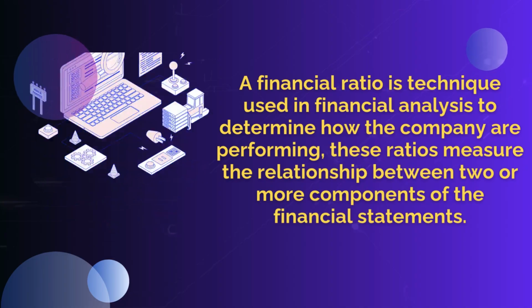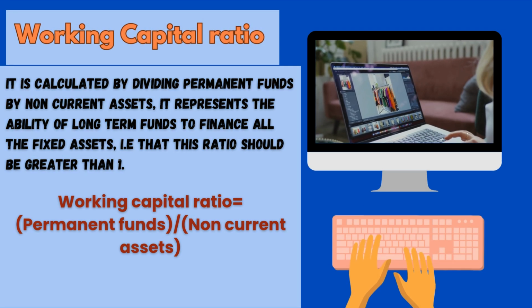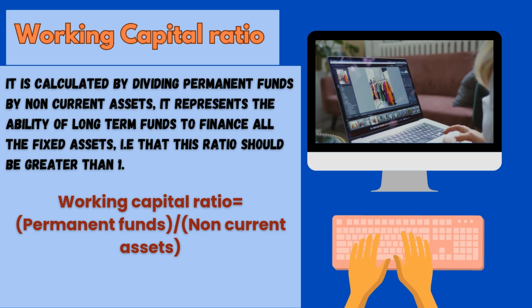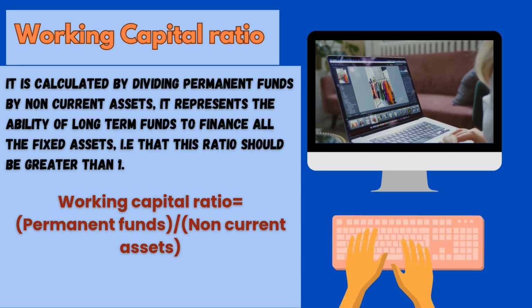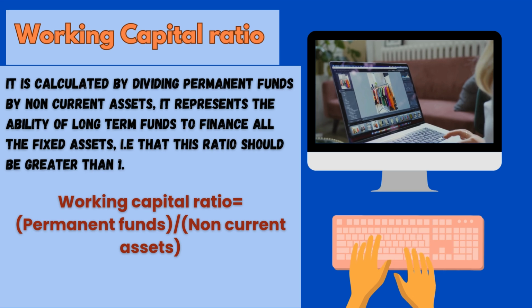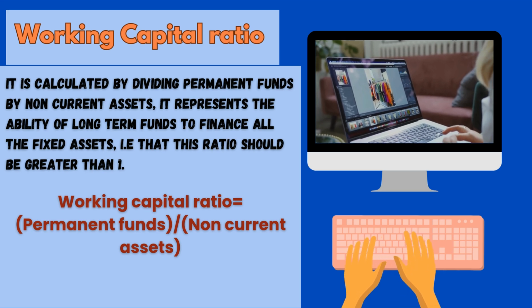So we start with the working capital ratio. The working capital ratio is calculated by dividing permanent funds, meaning the shareholders' equity and the non-current liabilities, by non-current assets or fixed assets. It represents the ability of the long-term funds to finance all the fixed assets. It means that this ratio should be greater than 1.